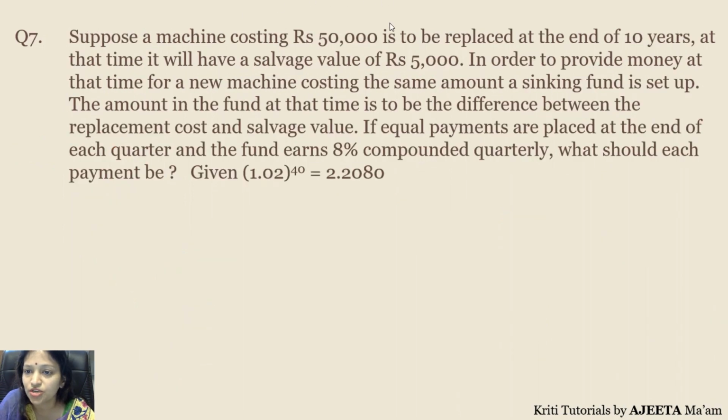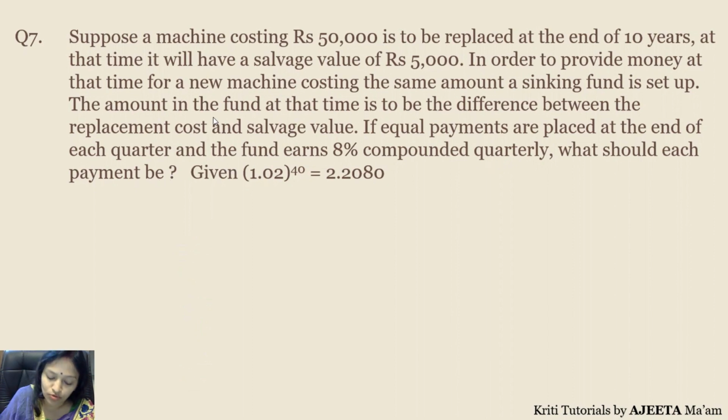Now, suppose a machine costing rupees 50,000 is to be replaced at the end of 10 years. At that time, it will have a salvage value of rupees 5,000. In order to provide money at that time for a new machine costing the same amount, a sinking fund is set up. The amount in the fund at that time is to be the difference between the replacement cost and salvage value. If equal payments are done at the end of each quarter, the fund earns 8% compounded quarterly. What should each payment be?